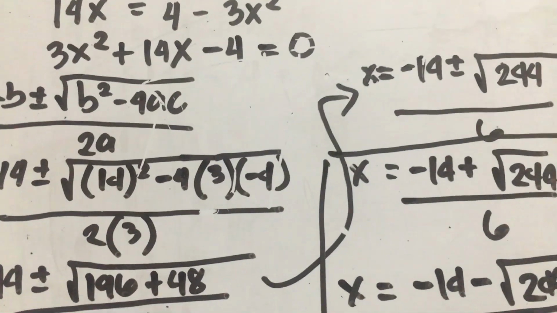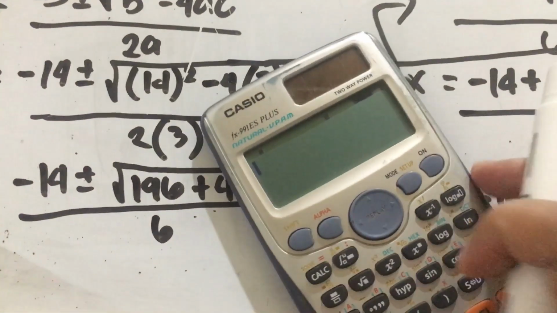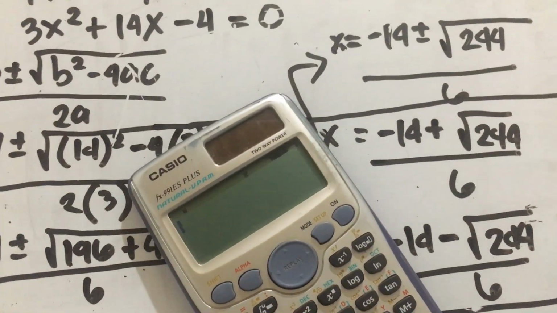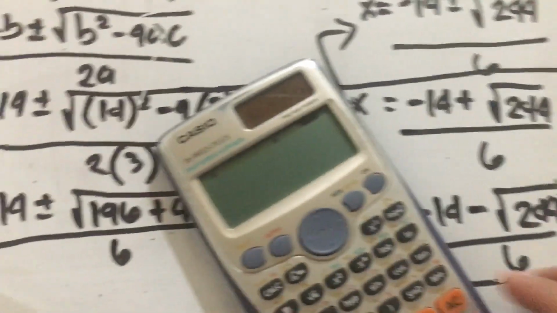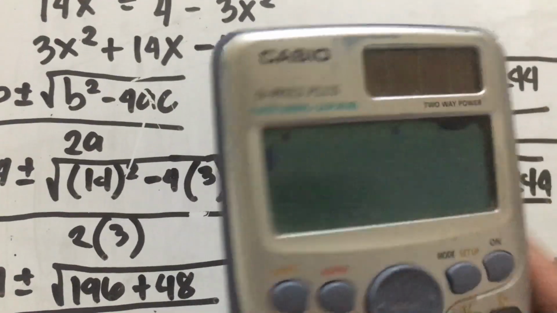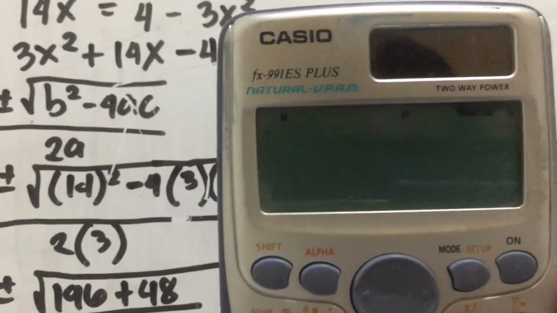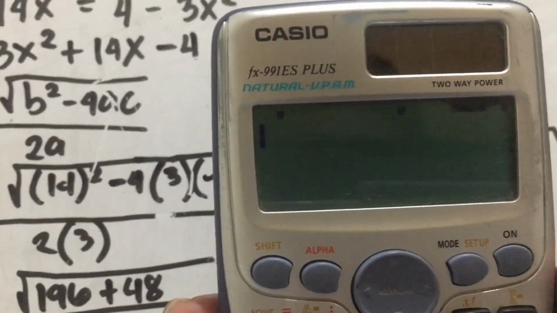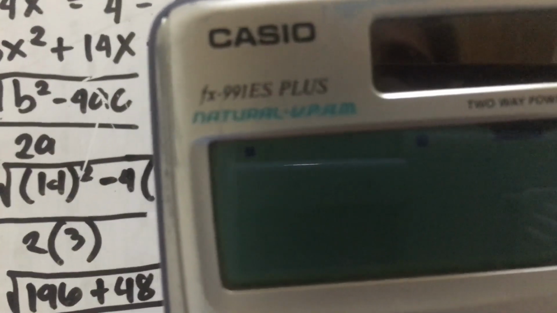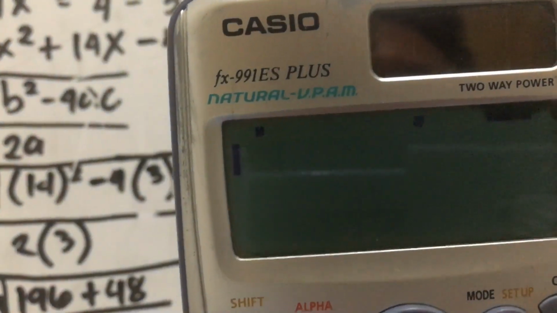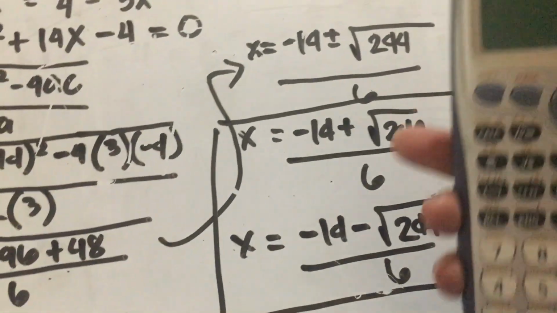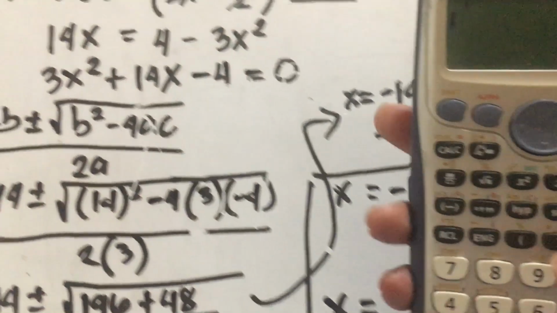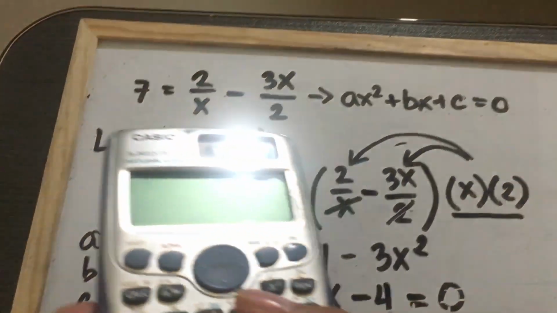Now, to check if your answer is correct, I will demo how to input it in a calculator, if you have a calculator which is fx-991ES Plus. If you have that kind of calculator. So we all know that the value of the x is negative 14 plus square root of 244 over 6. So we try to substitute it into the equation.